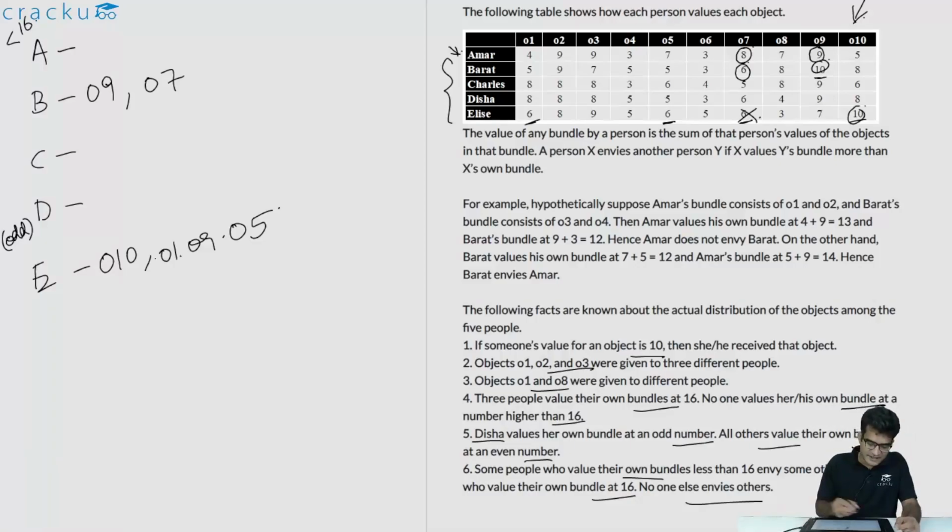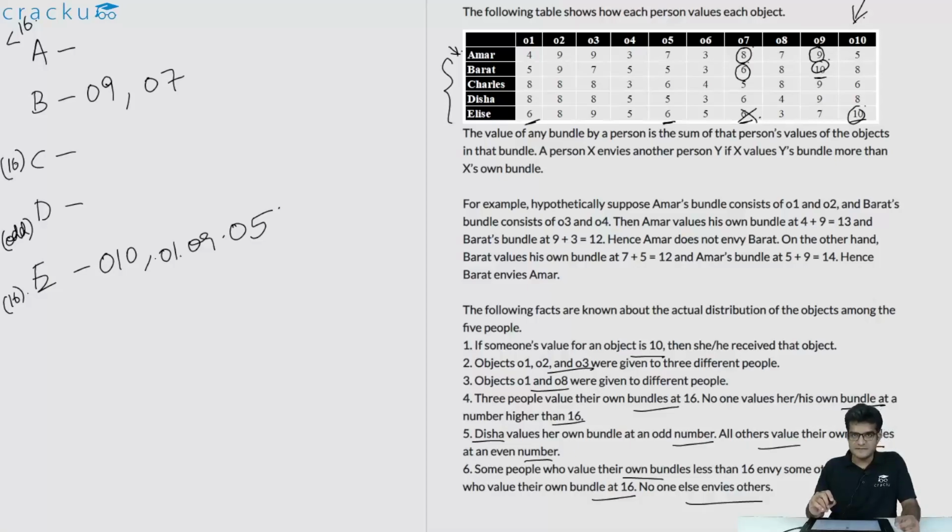This would imply that C has to have a sum of 16 and E also should have a sum of 16. This is already known to us because E will either get O1 or O5 along with O10, so that is 16. But the idea that should strike your mind is that Amar is envying Bharat. This would imply that Amar's sum cannot be equal to 16 and therefore it should be an even number less than 16. This is the first thing that should strike your mind.